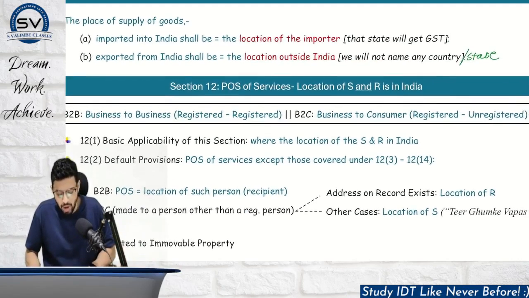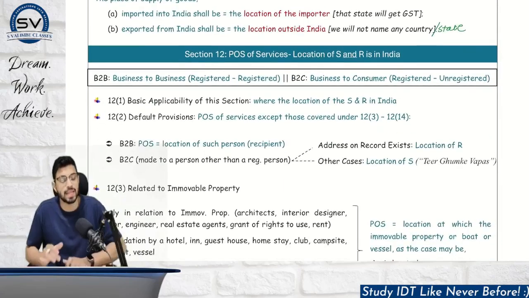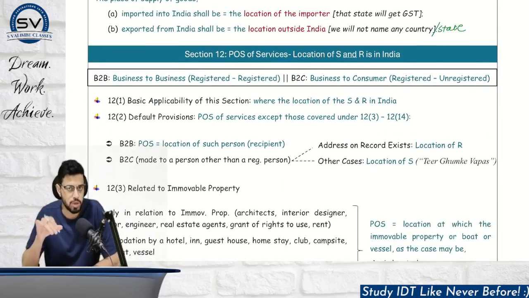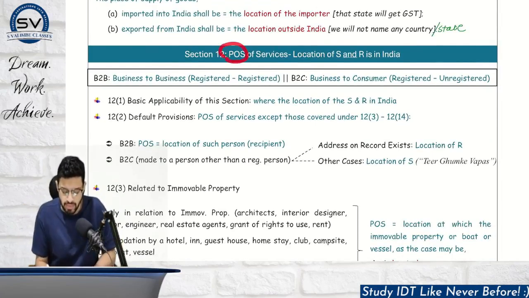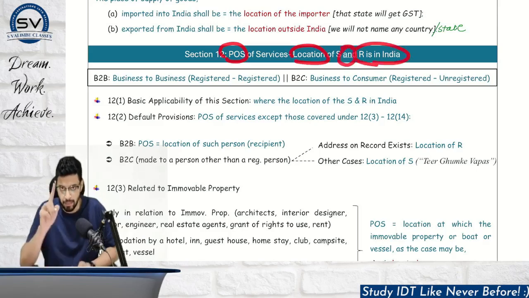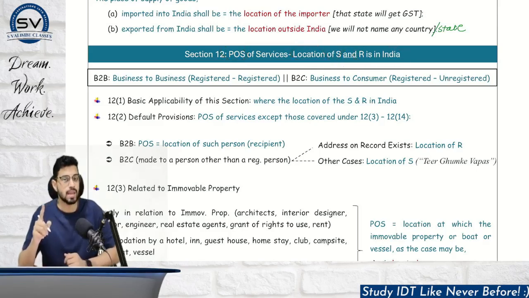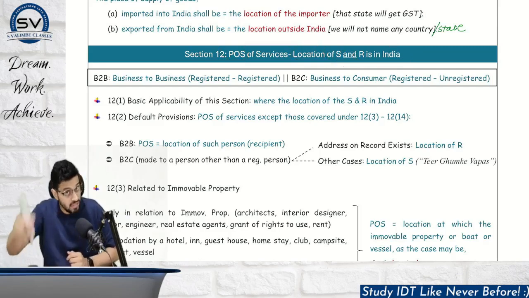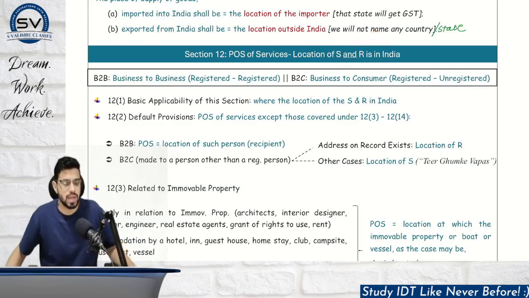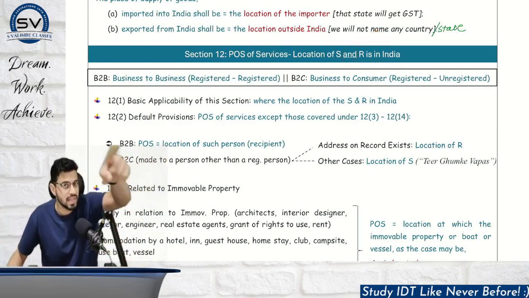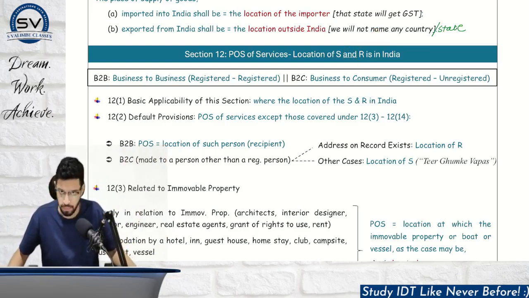Now, sections number 12 and 13 are extremely important, and most probably your questions are going to be asked from sections 12 and 13. Let's talk about section 12 first. Place of supply of services when the location of supplier and recipient is in India. So your supplier as well as recipient are in India. If the supplier is in India and the recipient is outside India, or vice versa, then section 13 will come into action, not section 12.